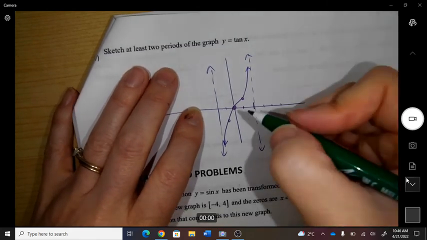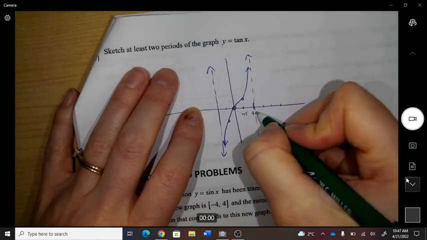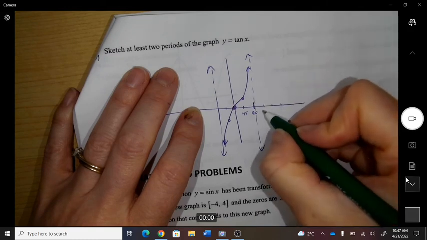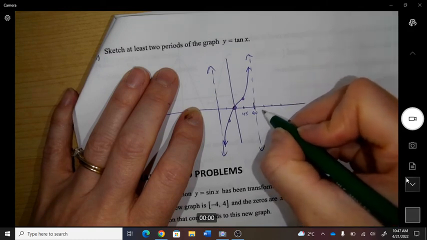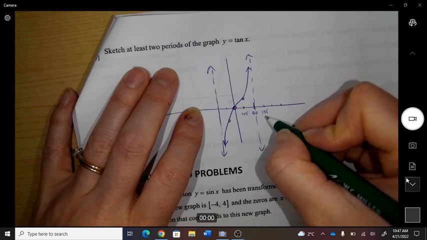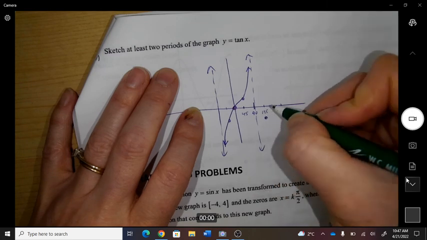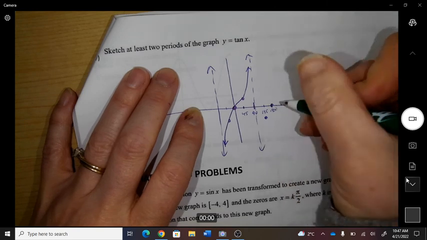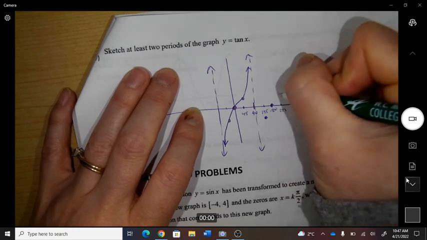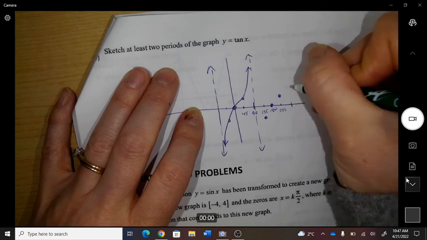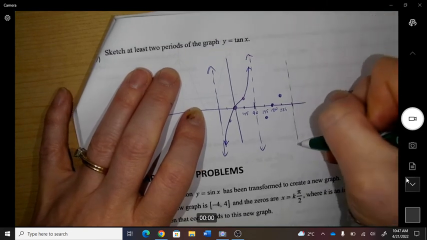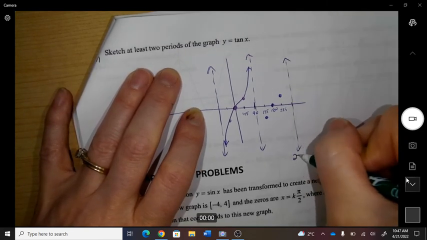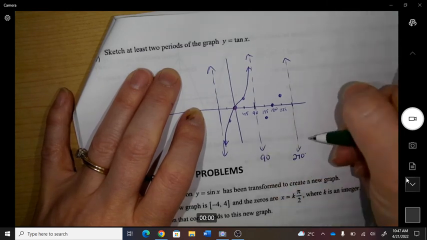Next, if I did 45, 90, then this one would be at 135, where tan would be negative 1. The tan at 180 would be 0. 225 would be back to 1. And then at 270, you're going to have another asymptote.